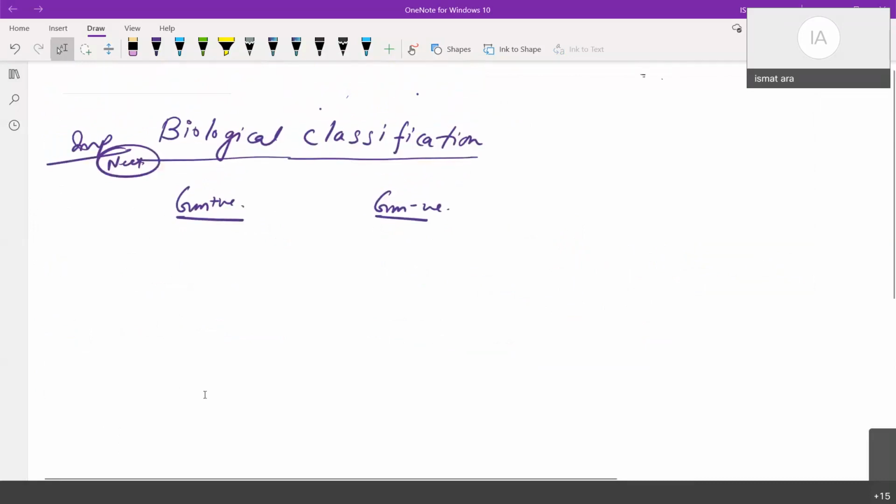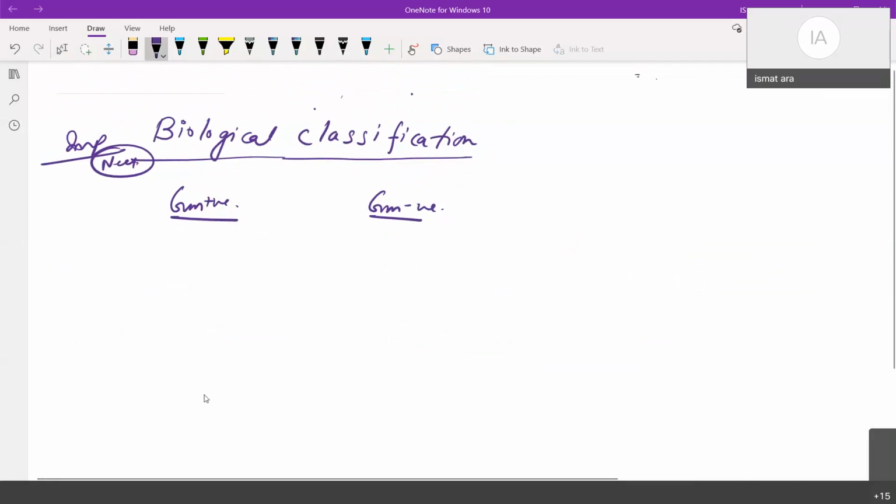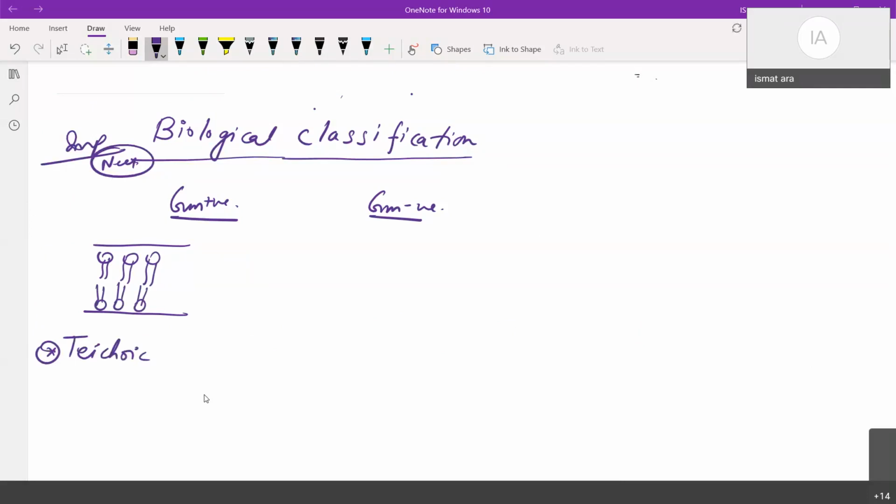Now, the cell wall is homogeneous in the case of gram-positive bacteria. Suppose this is the plasma membrane, and in this plasma membrane, these fatty acids are arranged here. These are the fatty acids. Now, in this membrane, one extra acid is present. The name of that acid is teichoic acid. Teichoic acid is present in gram-positive bacteria.